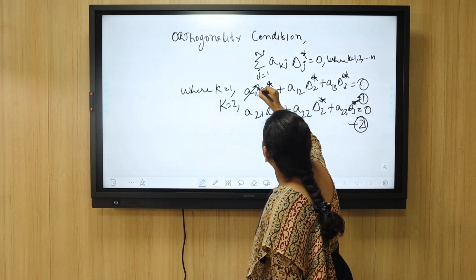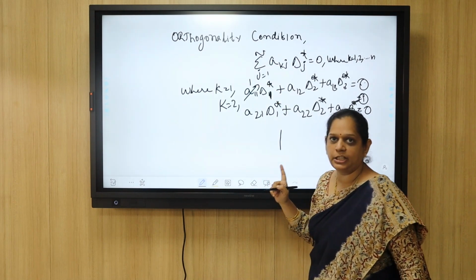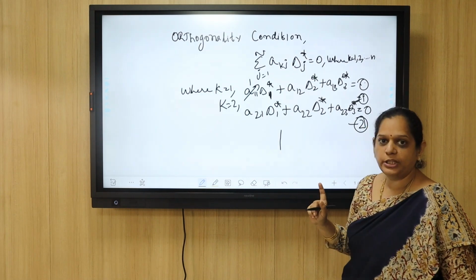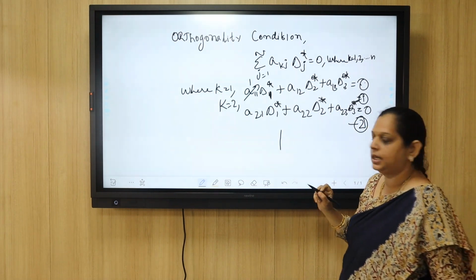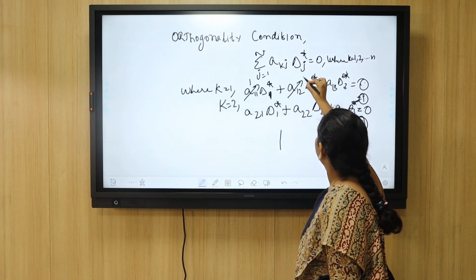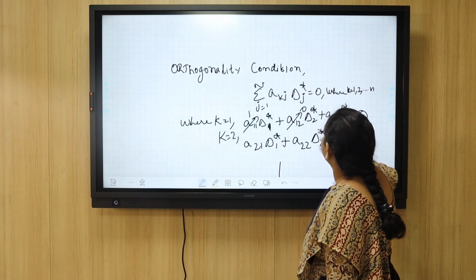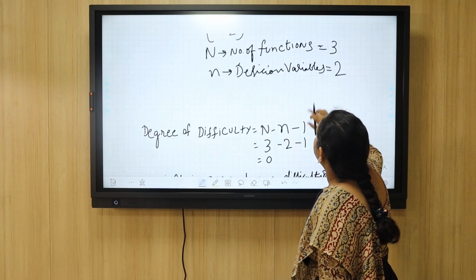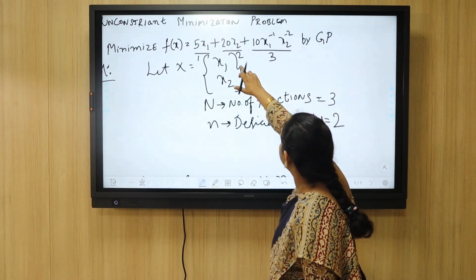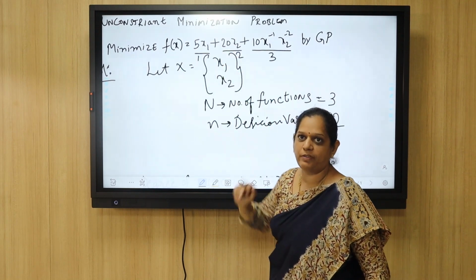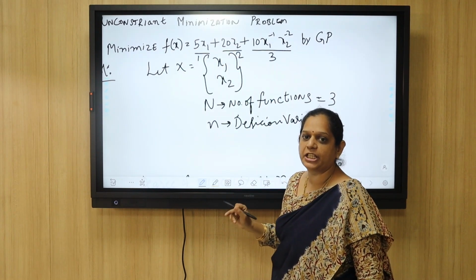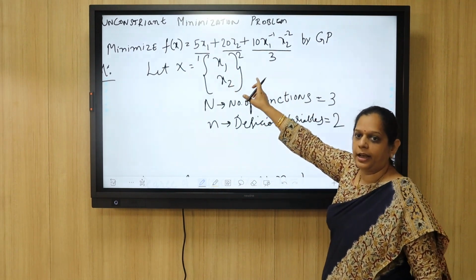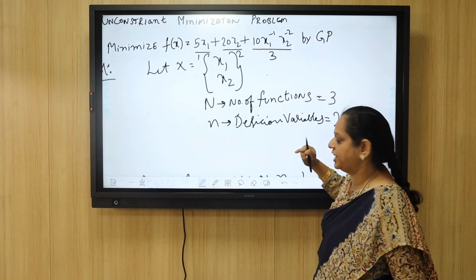So this one will be a 1 value. Why? Because x1 in the first function is 1, and x2 will be 0. See, in the problem it is given that in the second function there is no x1 value. That's why I had given x2 as 0. When coming to here, the x1 value is minus 1.